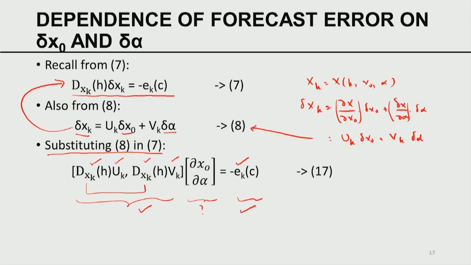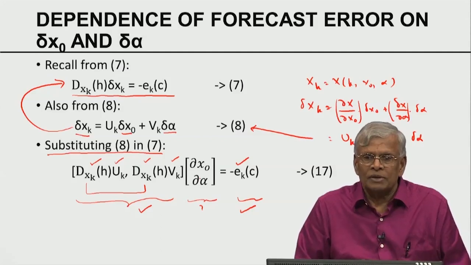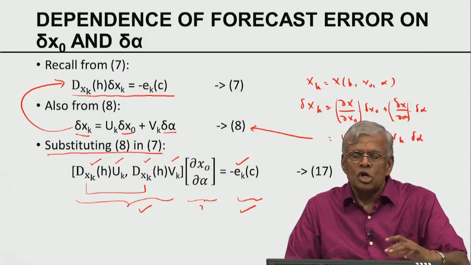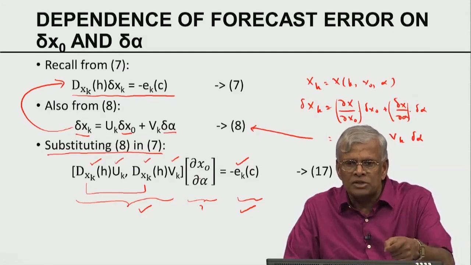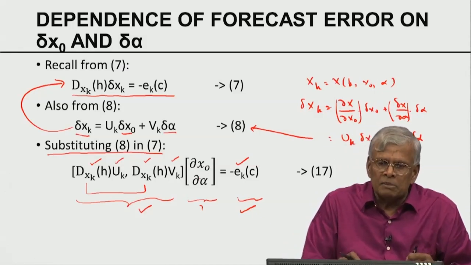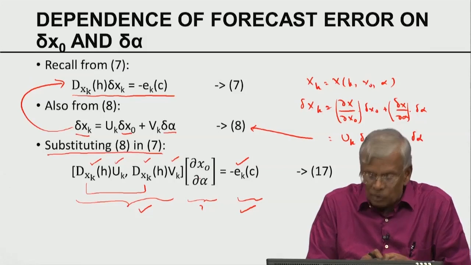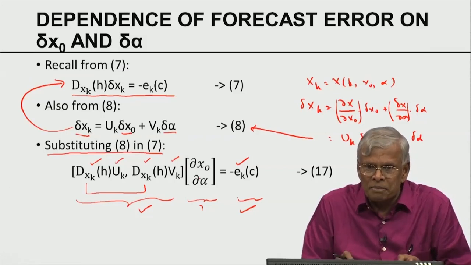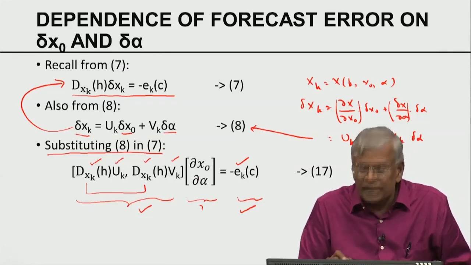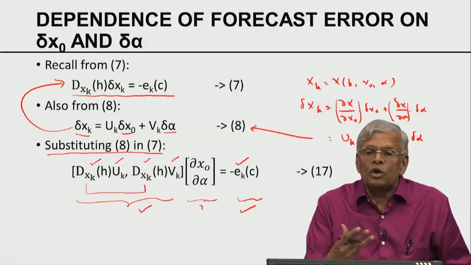You can essentially see I got a classical linear least square problem. Why is this linear? What are the unknowns? Delta xk, delta alpha. They occur to their first degree. Therefore, we have converted the forecast correction problem to one of being able to compute the increments in the initial condition delta x naught and delta alpha. And these increments are going to be decided by the solution of this linear least square problem. And we will formulate it as a weighted linear least square problem because the right hand side is stochastic and I know its variances are k.